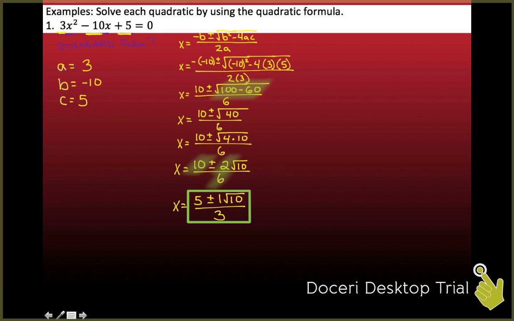Sometimes they'll ask you to keep it in simplest radical form, which is what this is. Sometimes they will ask you to actually figure it out as a decimal. So there'll be two answers because you'll have to split it into the plus and into the minus.